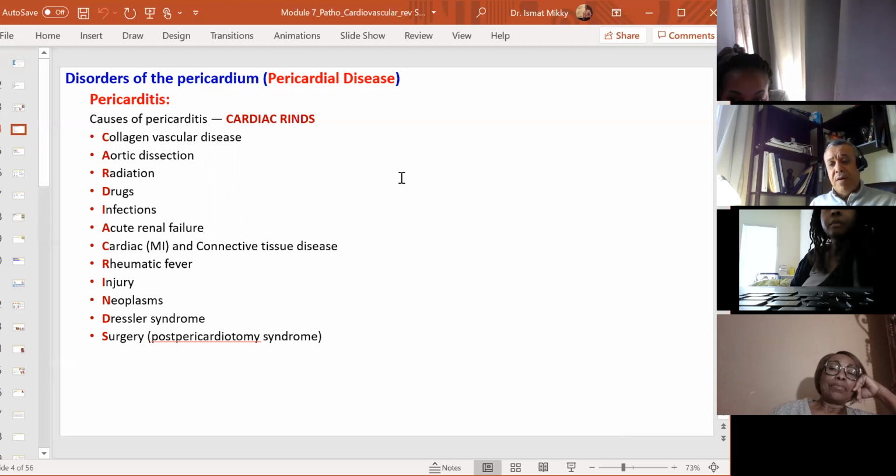There is an acronym, a mnemonic, that you can use to remember all the etiological factors for the pericardial disease, pericarditis, which is CARDIAC RINDS. That's the mnemonic to remember all the factors, etiologies and causes for the disease.